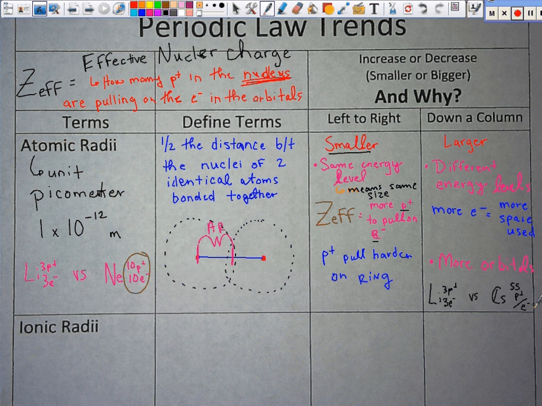Hopefully you kind of have a gist of what's going on here and how this is going to work, and hopefully that has helped you a little bit. All right, so let's move on to ionic radii. I'm going to clear the board, pause it, and move it up to the next one.